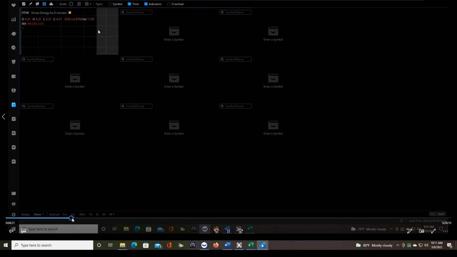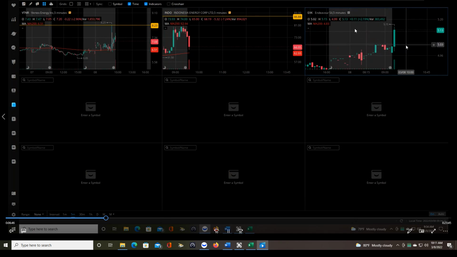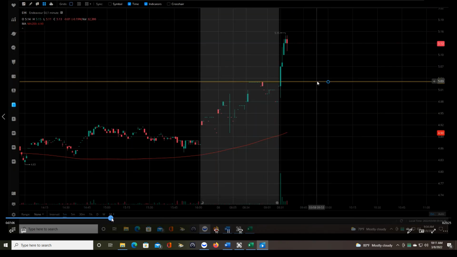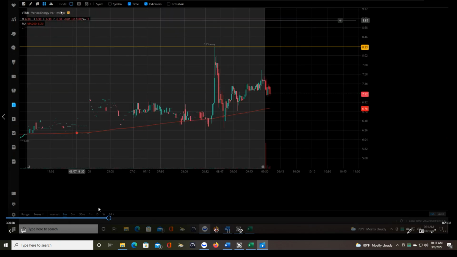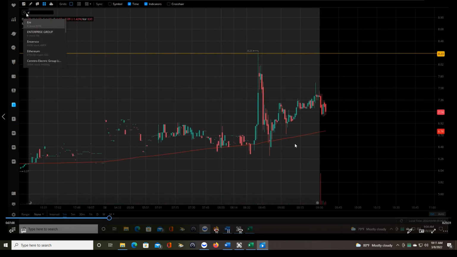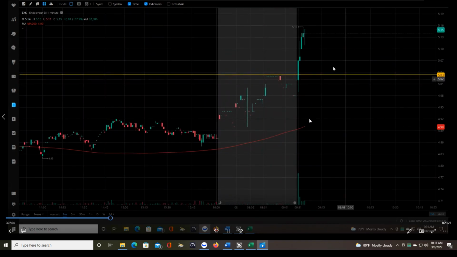So VTNR popped up, and INDO popped up, so marking out their previous high. Same thing with EXK, and EXK was already breaking out through its previous high, you could see over here. So that's why I just said, okay, we're going to ignore the other stocks, and we're just going to focus on EXK, because it's looking like it's going to give us a setup.